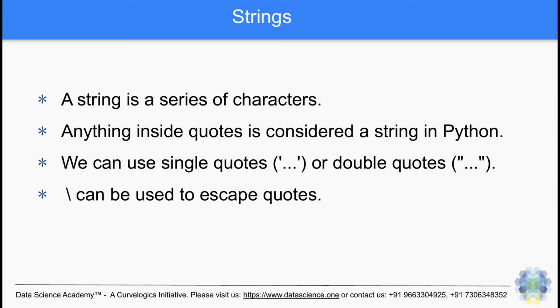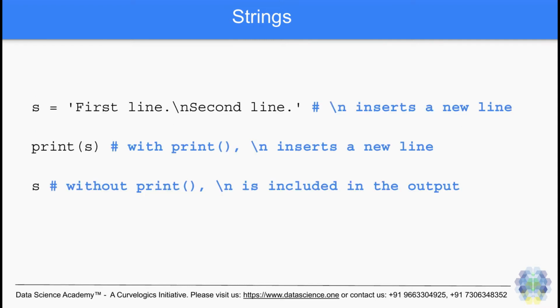A string is a series of characters. Anything inside quotes is considered as a string in Python. We can use single quotes or double quotes. A backslash can be used to escape quotes. Here, we will learn the use of \n as a new line character.